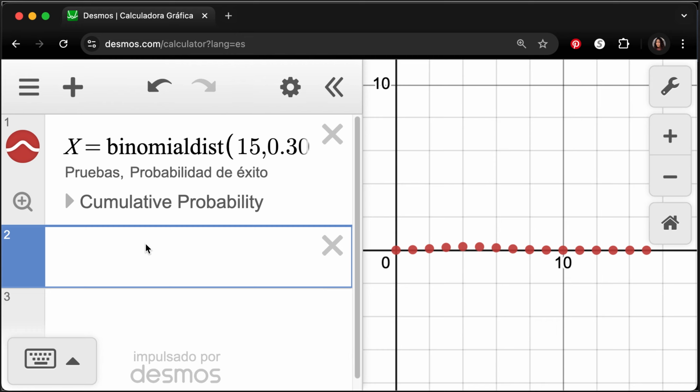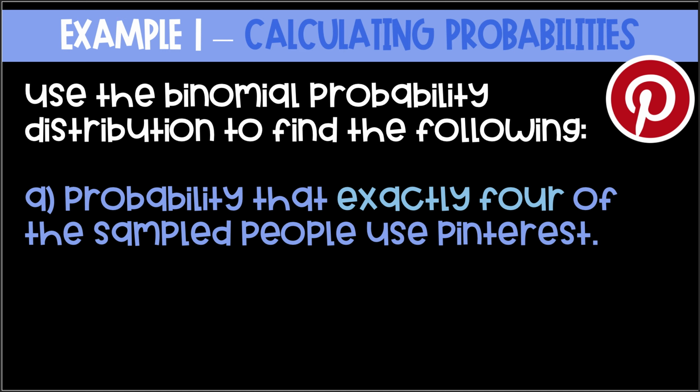Now, I'm looking for the probability of exactly 4 users. Exactly 4 means PDF. We're using the probability density function. Again, if you need help understanding what I mean, please go back to the second video. In notation form, I want the probability of my outcome being exactly 4. Because it's exactly 4, it will be PDF. And where is it?